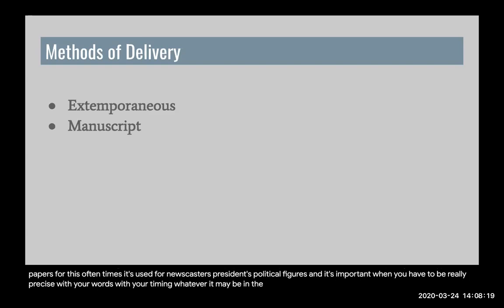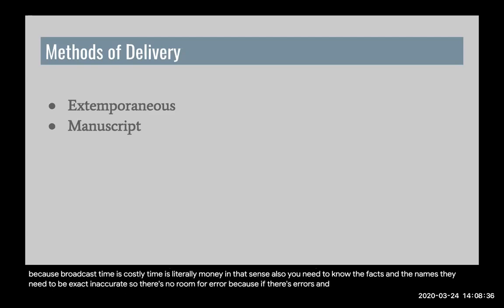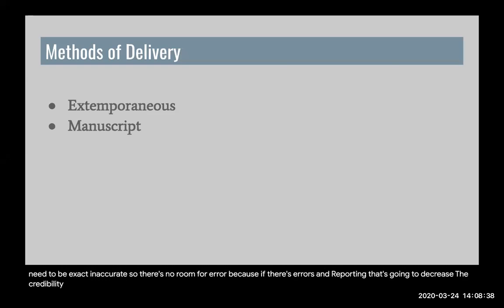In the news reporting industry, every fraction of a second counts because broadcast time is costly. Time is literally money in that sense. Also, you need to know the facts and the names. They need to be exact and accurate, so there's no room for error, because if there are errors in reporting, that's going to decrease the credibility of not only the newscaster, but the news organization.